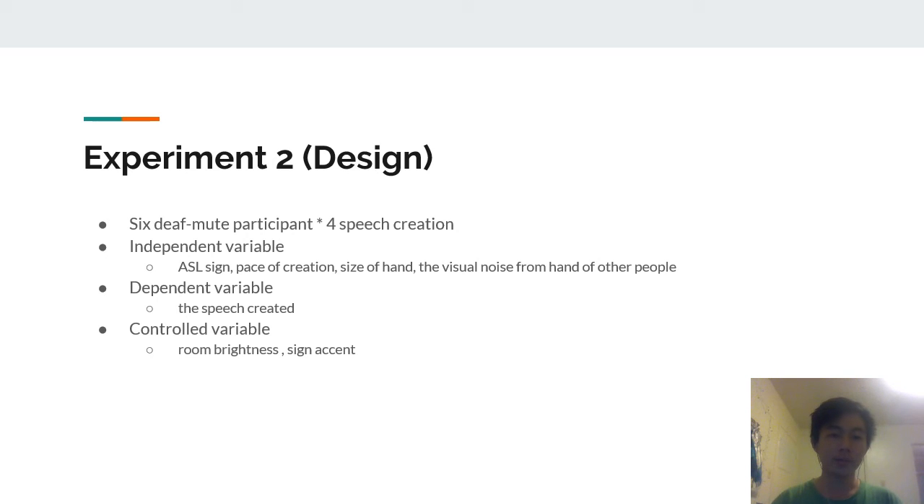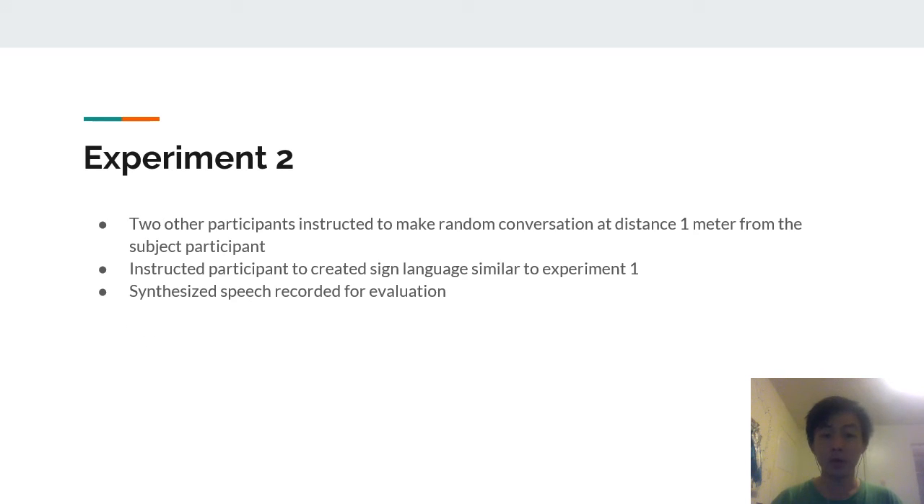The design of the other experiment was 6 deaf-mute participants with 4 speech creation tasks. The independent variables were the same as before, but with the addition of visual noise from the hands of 2 other people. The dependent variable was the speech, and the control variables were the same as before. In this experiment, the 2 other participants were instructed to make random conversation noise at a distance of 1 meter from the subject participant, like over here. And the main participant was instructed to create sign language in that context. The speech will be synthesized by the system and it will be recorded.